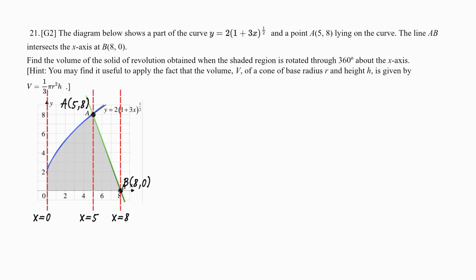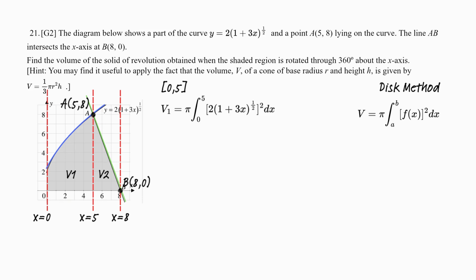Because the shape of the graph changes at x equals 5, we have to split our solid into two different parts. We'll find the volume of each separately and then add them together. Let's solve the first part from 0 to 5. Since this is a curve, we use the disk method. The formula is volume equals pi times the integral from a to b of f(x) squared dx.